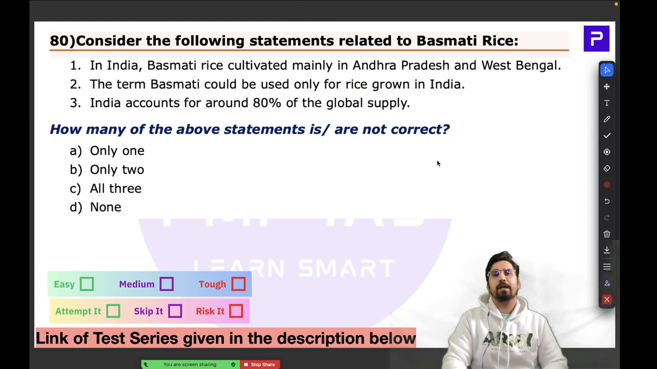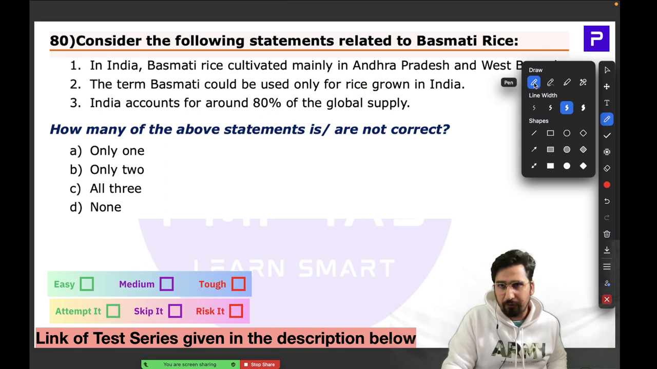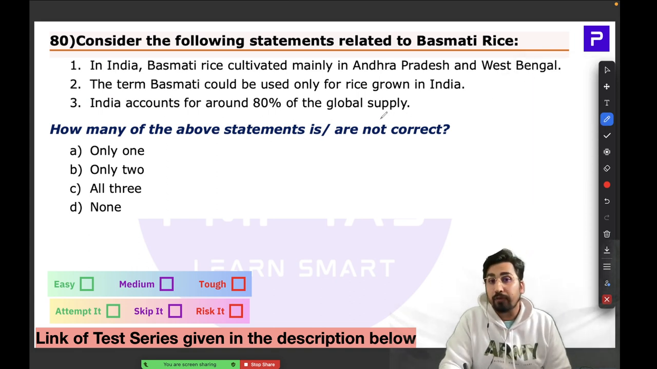The last question is with respect to basmati rice, guys. Now, in the question on basmati rice, again, be careful that you have to figure out which statement is not correct.